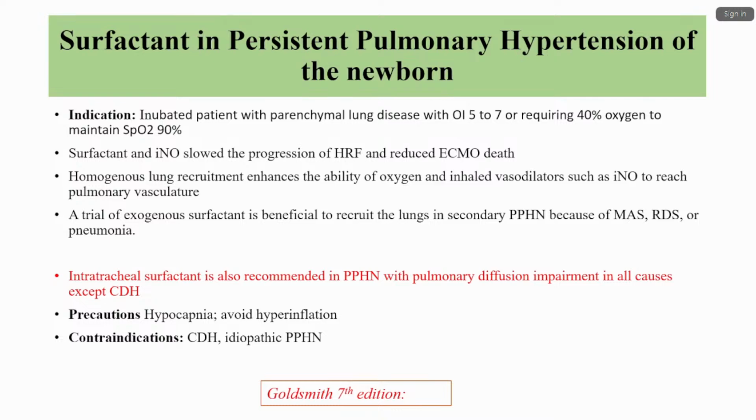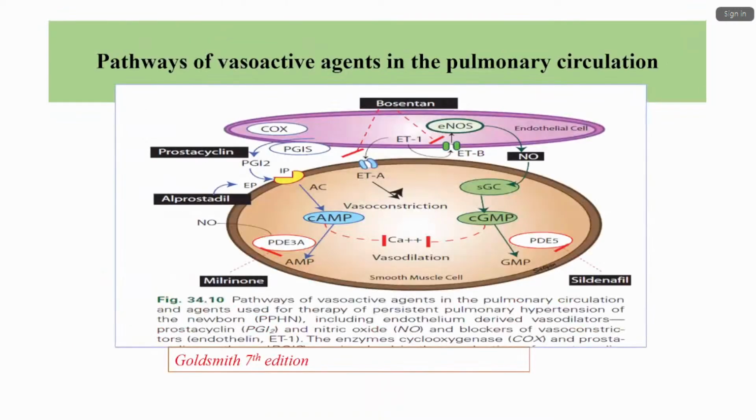A trial of exogenous surfactant is beneficial to recruit the lung in secondary PPHN because of MAS, RDS, or pneumonia. Intratracheal surfactant is also recommended in PPHN with pulmonary parenchymal impairment in all causes except CDH. Precaution: we should avoid hypocapnia and avoid hyperinflation, and CDH and idiopathic PPHN are contraindications of surfactant therapy. This is the pathway of vasoactive agents in pulmonary circulation.